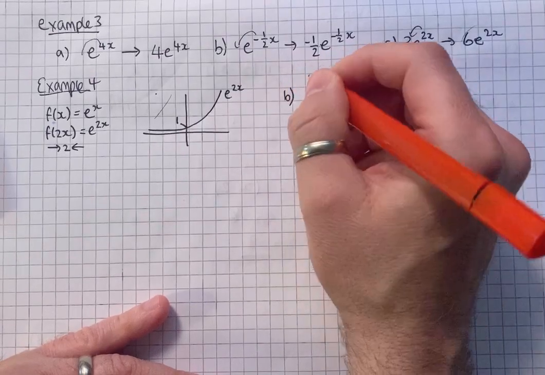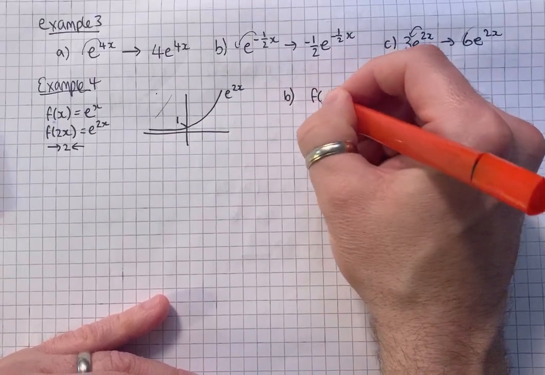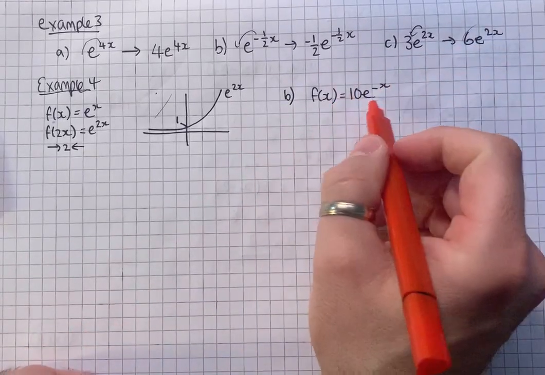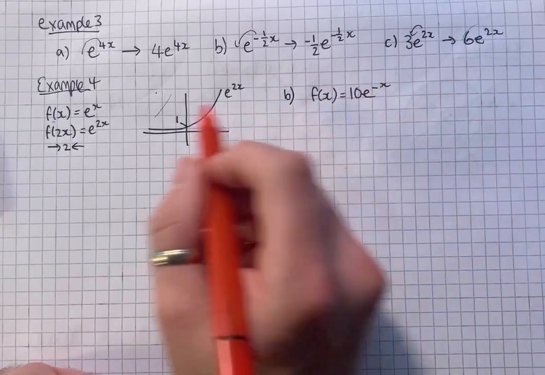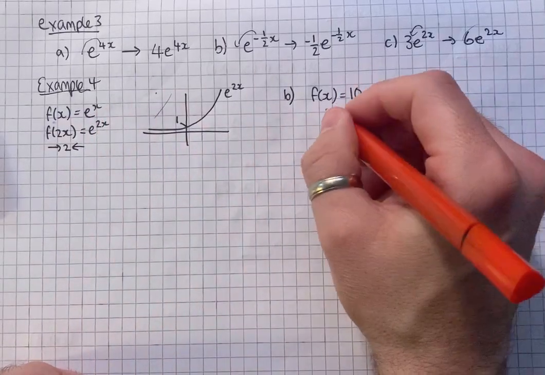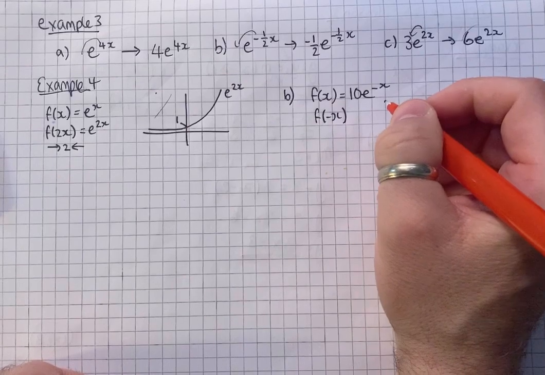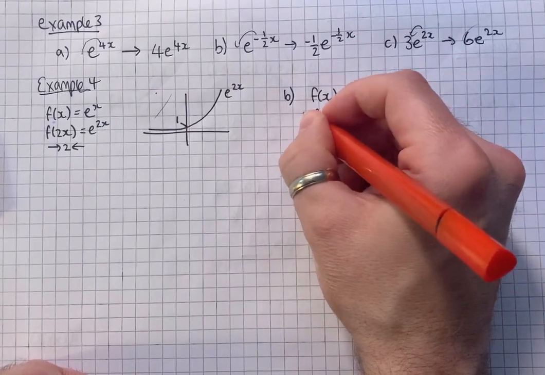B needs, this time, to sketch the graph of 10e to the minus x. So I could use that as my base graph, but I'm going to stick with e to the 2x. So we're going to need to swap x for minus x, and we're going to need to multiply it by 10.